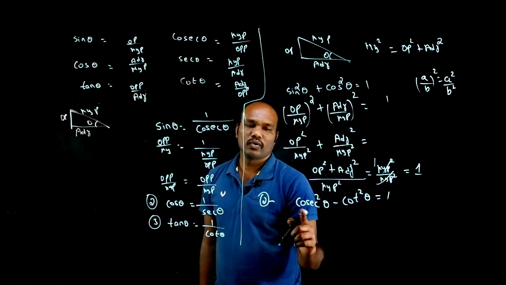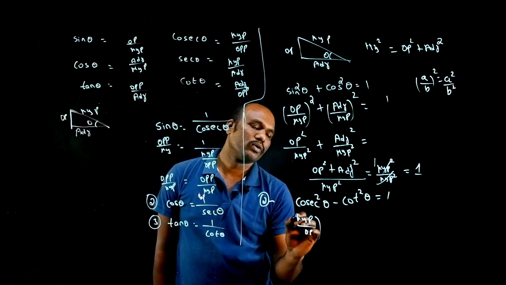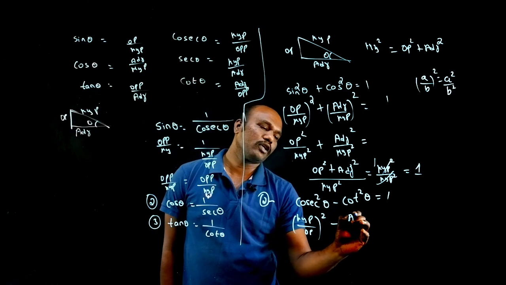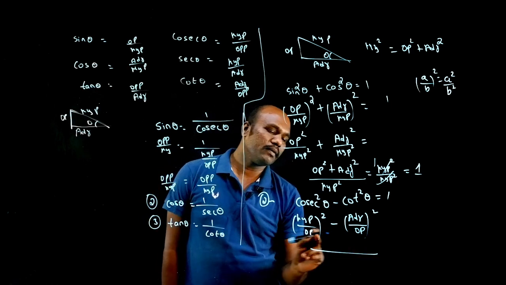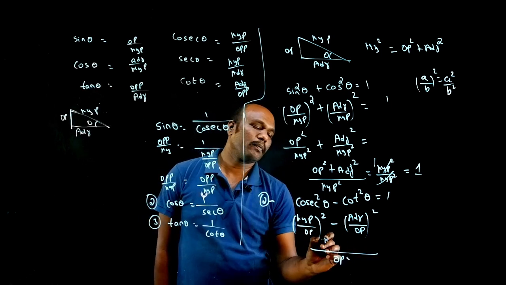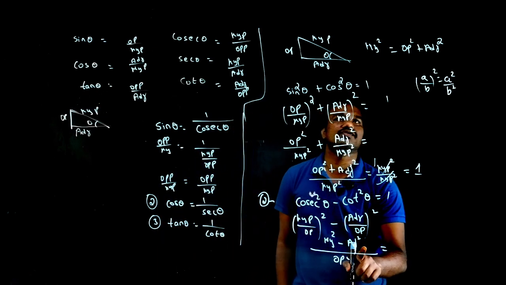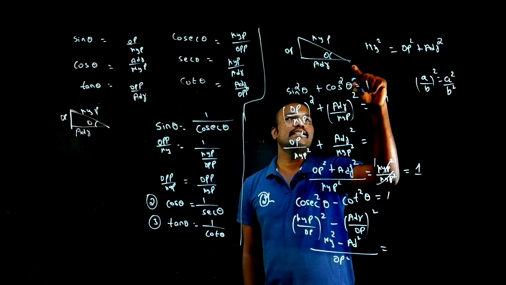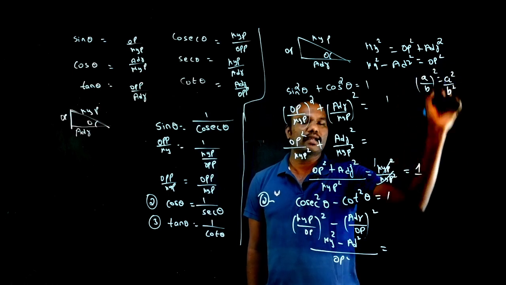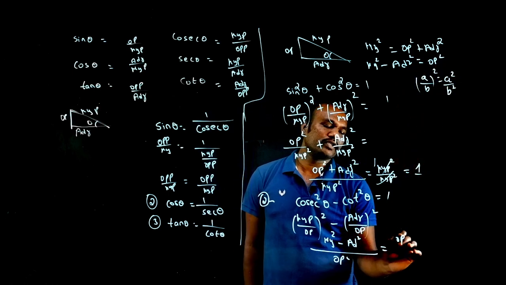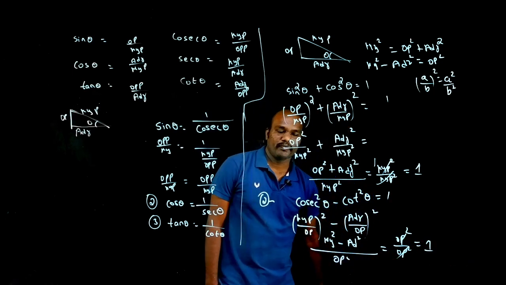I hope you have tried. Cosecant theta, what is cosecant theta? Hypotenuse upon opposite whole square. Cot is what? Adjacent upon opposite whole square. So opposite square will be the LCM. Next, hypotenuse square minus adjacent square. How will you find hypotenuse square minus adjacent square? We have hypotenuse square. Let's send this to this side. So hypotenuse square minus adjacent square will become what? Opposite square. So this will become opposite square by opposite square. This gets cancelled and we get 1. Is that okay?